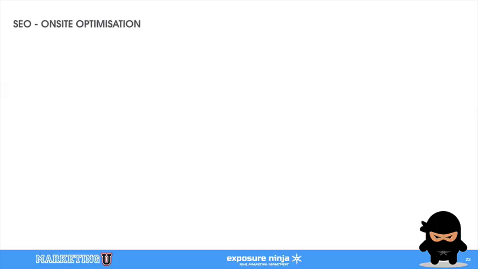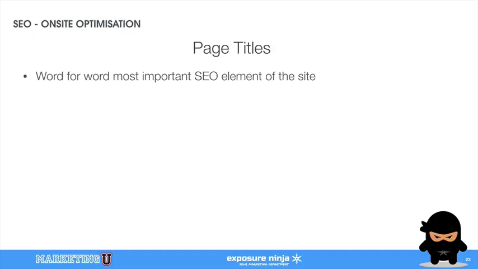So once we've had a think about the keywords that we want to show up for, and again I'll show you some tools to measure keywords in just a minute, where do we need our keywords to show up? Well, one of the primary things that we look at when we're judging a competitor's site is their page titles. Now, the page title is word for word the most important SEO element of the site. The page title is what Google shows in search results.